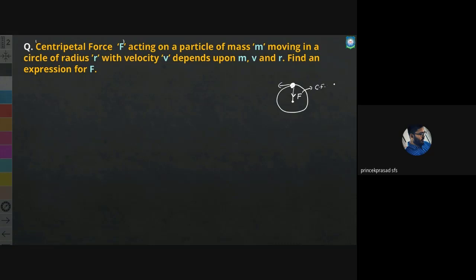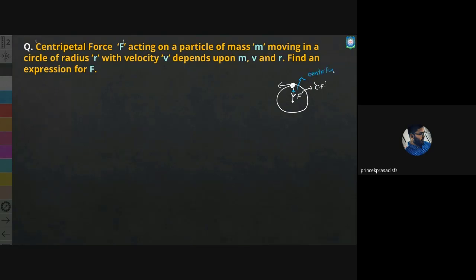Simple thing. You might have studied in lower class. If I say one force that is opposite to centripetal, that is known as centrifugal. So opposite to centripetal, there's also a force acting on the body which has a direction away from the center. That is known as centrifugal.